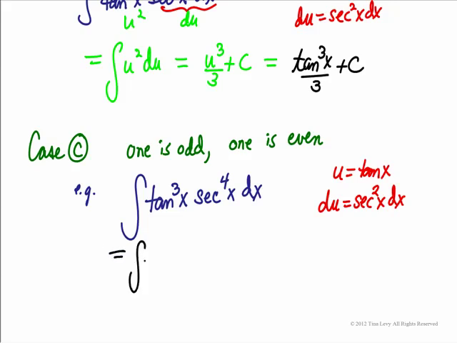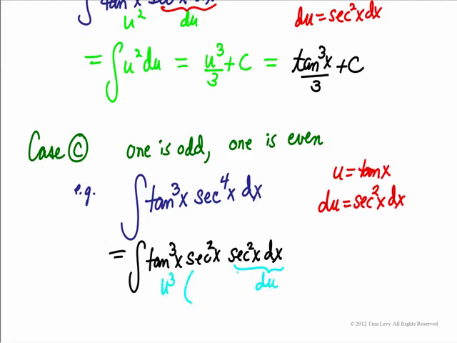Writing this out, I have tangent cubed x. I've pulled out a secant squared, so I have secant squared x, and then I've got the secant squared x dx. This is my du, this is my u cubed, and that means this secant squared has to become a tangent, and it does because it's 1 plus tangent squared. I now have this as 1 plus u squared. I'm now ready to write it as the u substitution it is.